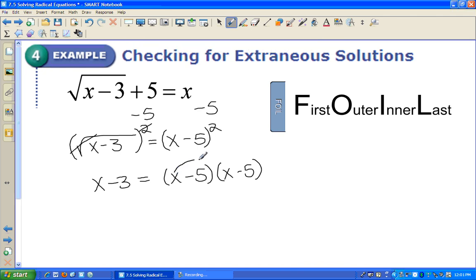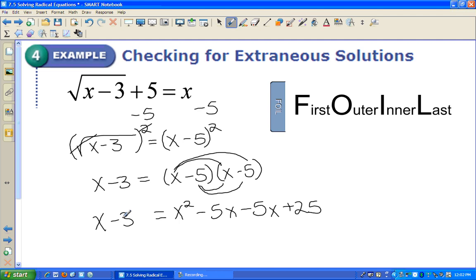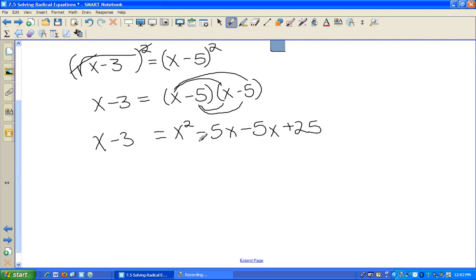My first is x times x, which is x squared. Outer is x times negative 5, which is negative 5x. Inner is negative 5 times x, which is negative 5x. And last, negative 5 times negative 5, a negative times a negative is a positive 25. So I'm left with x squared minus 5x minus 5x plus 25 equals, don't forget this side over here, x minus 3. Now on the right side, I can see that I have a couple like terms that I can combine, leaving me with x minus 3 equals x squared minus 10x plus 25.